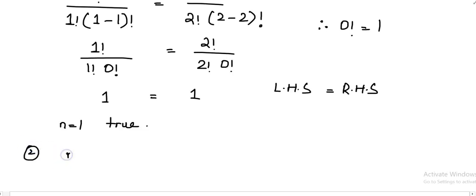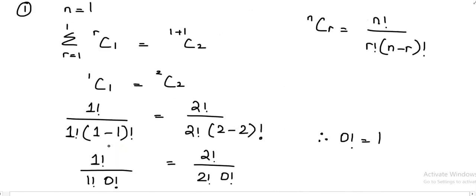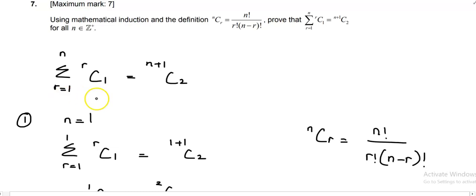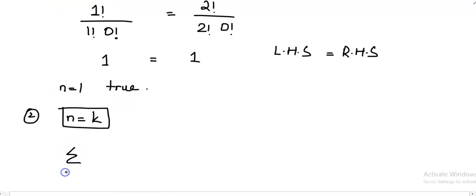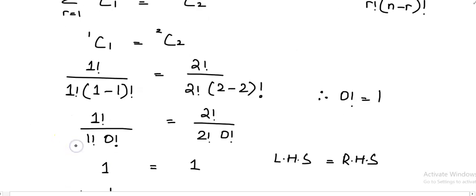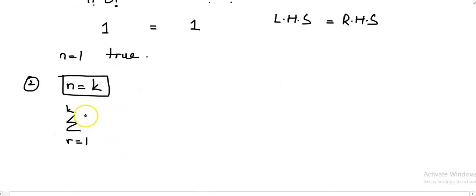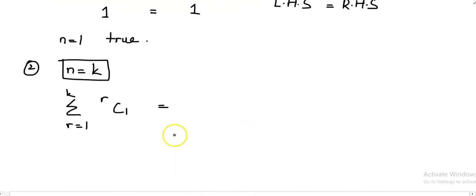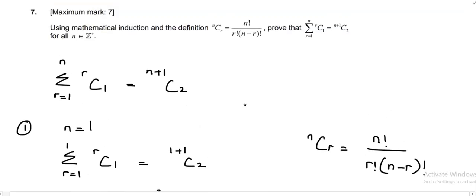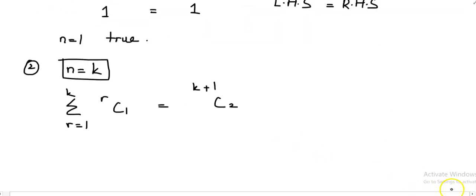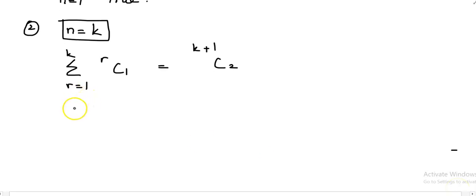Now we'll try the second case, in which we substitute all the values of n with k. We go back into the equation, and wherever we find n, we substitute k. So we have the sum from r equal to 1 to k of r combination 1 on the left hand side, and on the right hand side k plus 1 combination 2. So this is what we get from this case, and we assume that n equal to k holds true as well. Now we'll go for the third step.